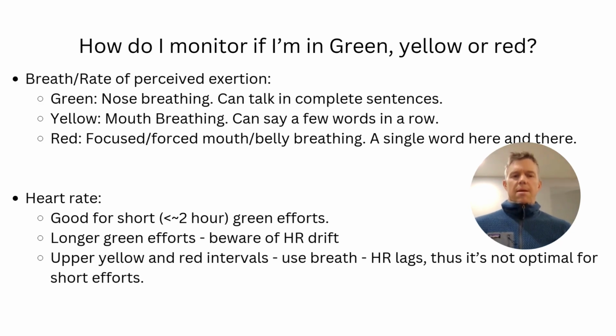So most importantly, how do you monitor if you're in green, yellow, or red? There are many metrics, and in the laboratory, they look at as many as they can. They look at rate of perceived exertion, breathing rate, heart rate, lactate. They're analyzing your breath to see if you're using fat or carbs, and they look at all of those to say, okay, here are your thresholds.